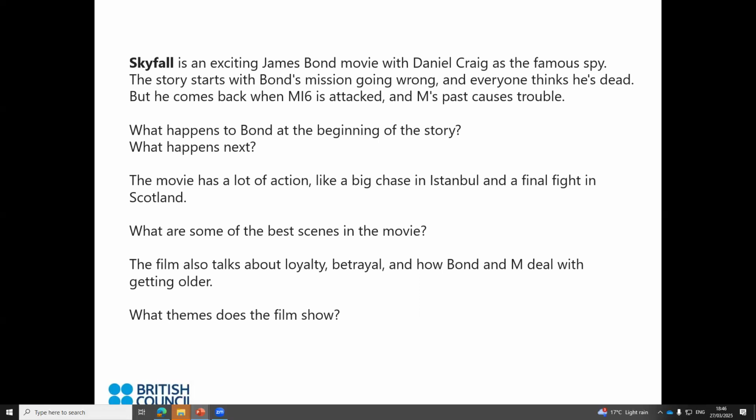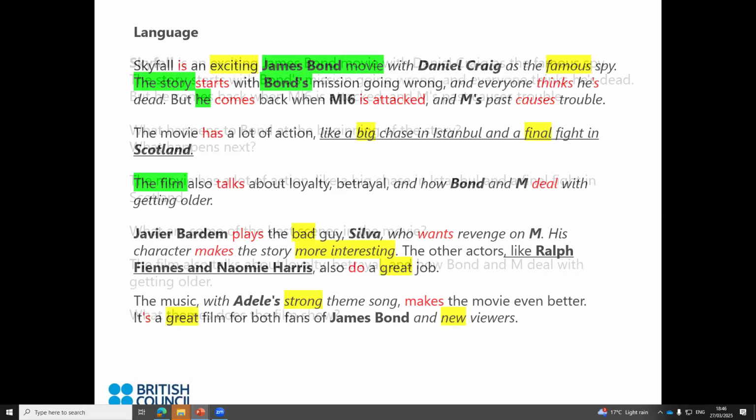Well, we've talked about content, we've talked about communicative achievement, and we've talked a little bit about organization. So that brings me really to the last criteria, and that is language. Is the language accurate? Is the language appropriate? Well, you can see that what we've got here is the whole review with lots of color, lots of italics, underlining, and so on there.